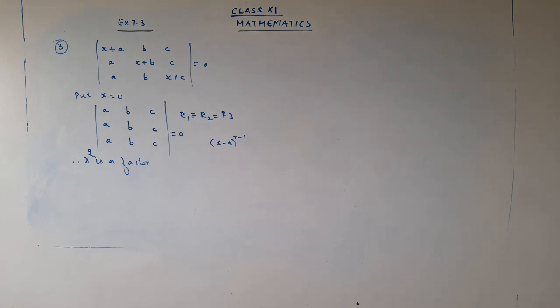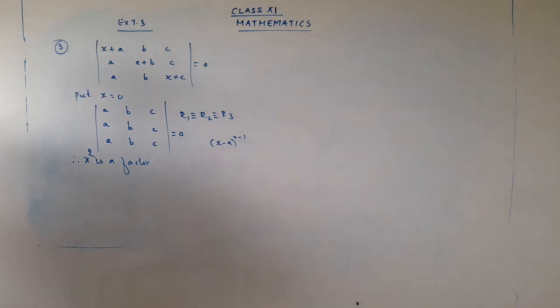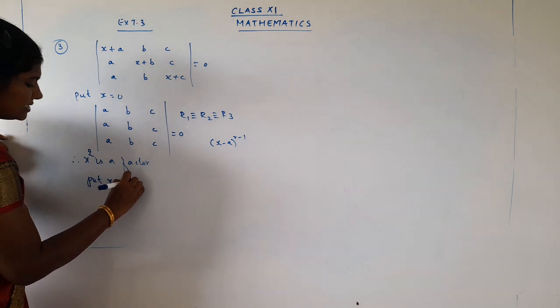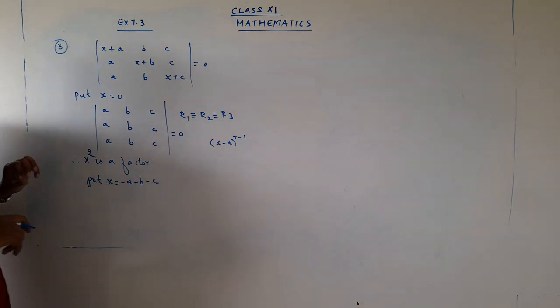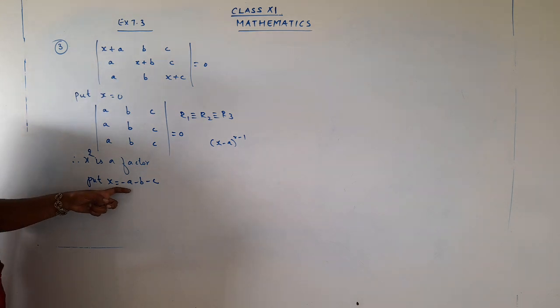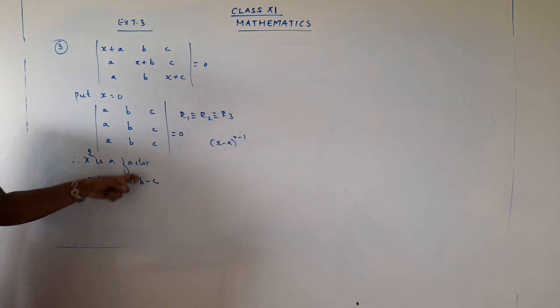Okay, have you completed the step? Now let's go for the next substitution. We are going to put x is equal to minus a minus b minus c. This is all our assumption, so you have to be very careful with the sums. You have to practice all the sums properly, then only you come to know how to find the answers. So I'll take x as minus a minus b minus c.